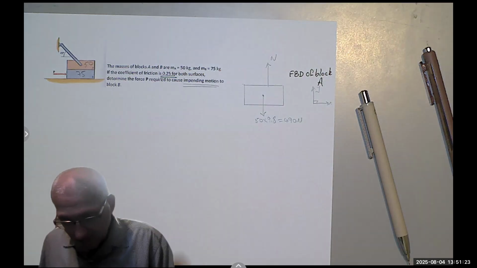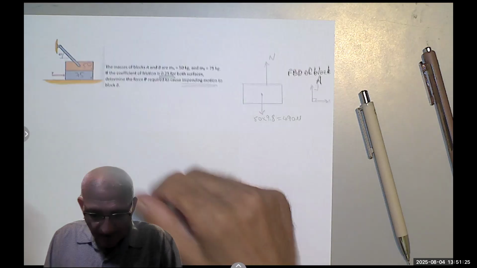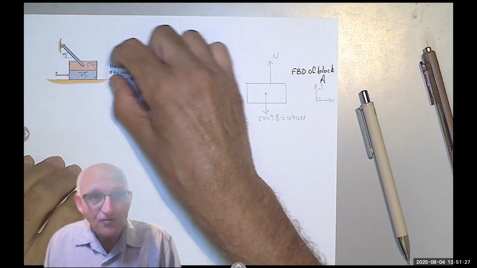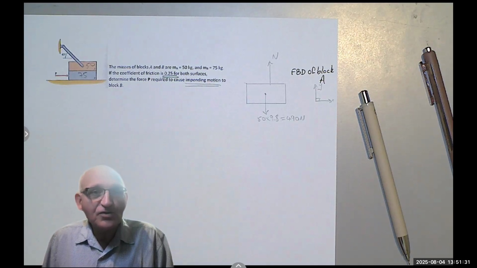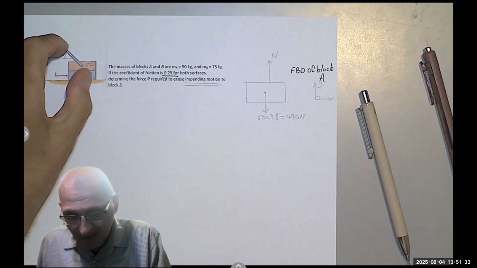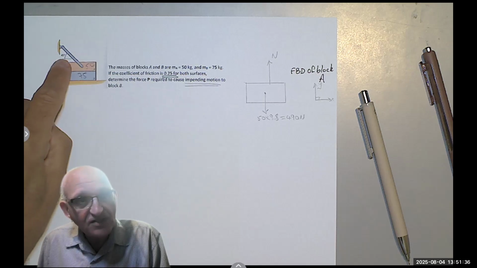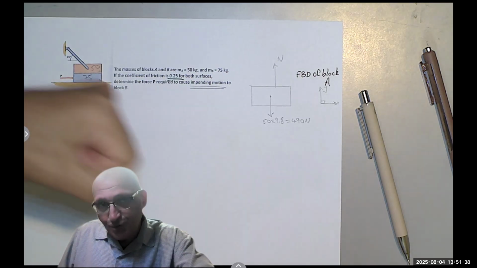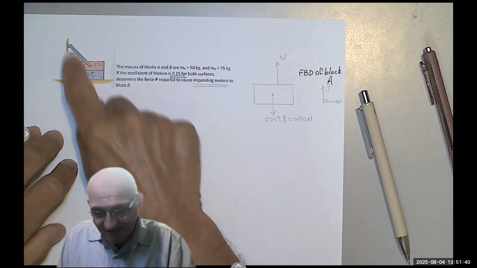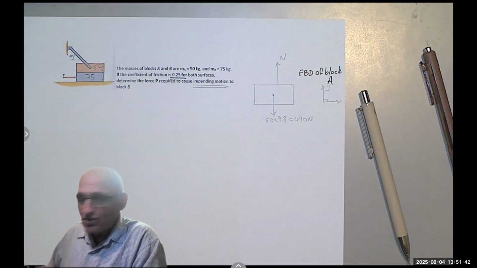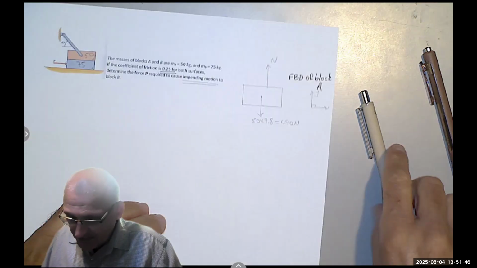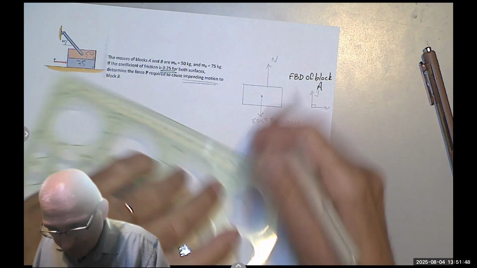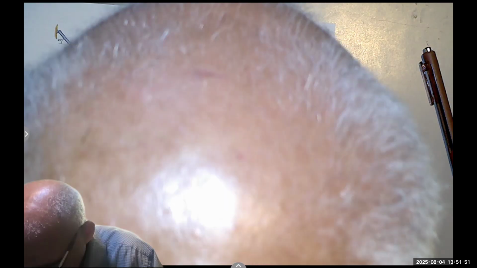What would happen when you push and both blocks want to move to the right? What keeps the top one from going to the right? It's this length that makes an angle of 45 degrees with the horizontal that is pulling it back because it cannot move with the block. So if the block wants to take it and move to the right, this thing is pulling it back like that.